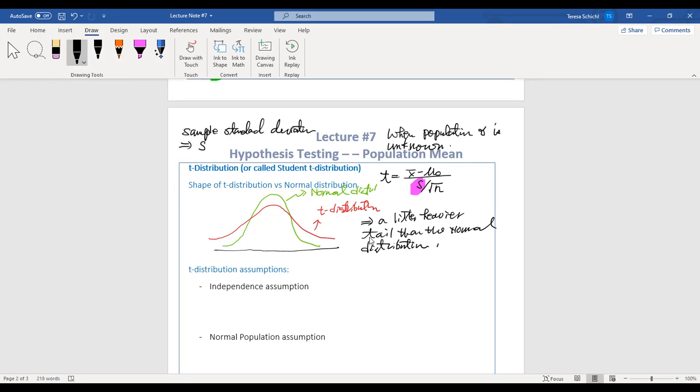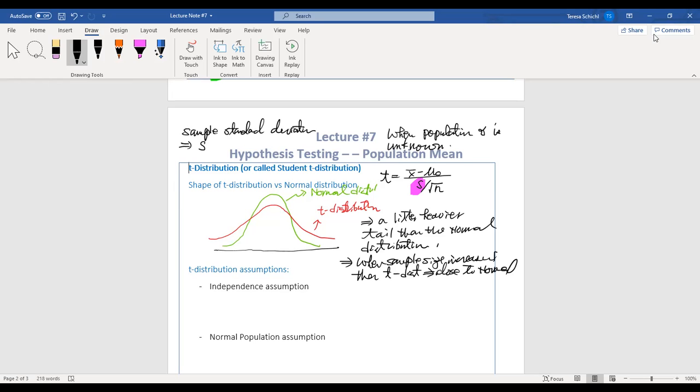But then when the sample size increases, what happens here? Then the t distribution will be very, very close to normal, all right? You see here also, right? If the sample size is large, typically we say large is 40 or 50, then the t distribution and the normal distribution will almost become the same distribution.